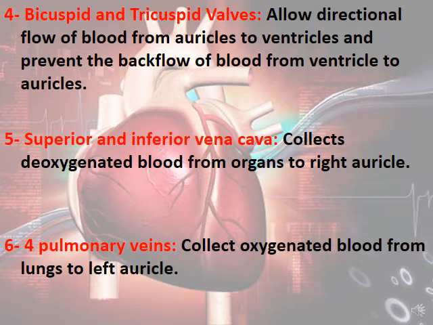So here, the bicuspid and tricuspid valves allow the directional flow of blood, meaning that it moves from the auricles to the ventricles, and they prevent its backflow from the ventricles to the auricles.